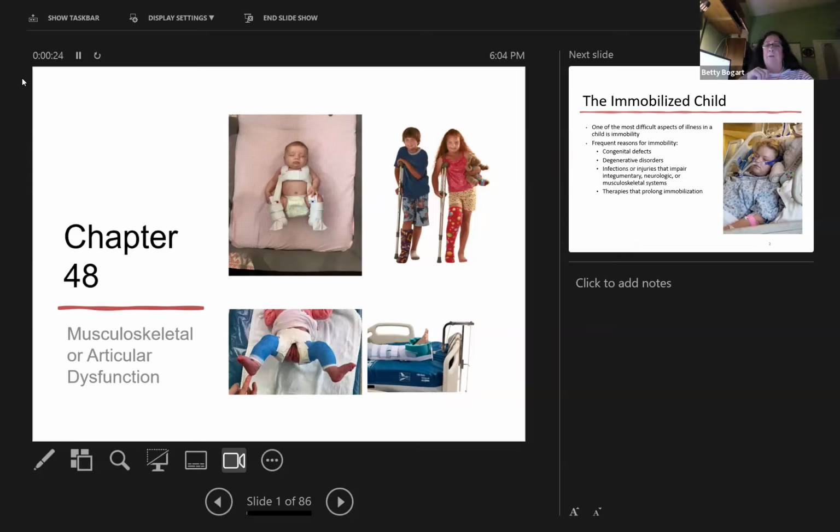The picture to the top right, we're going to be talking about casts and cast care and teaching that we need to do. The bottom left is a spica cast, which also works with hip dysplasia, one of the other treatments we can do. And then the bottom right is about traction. And we're going to talk about what traction is, what it's used for, and nursing functions, and what do we need to chart, and how do we take care of that.